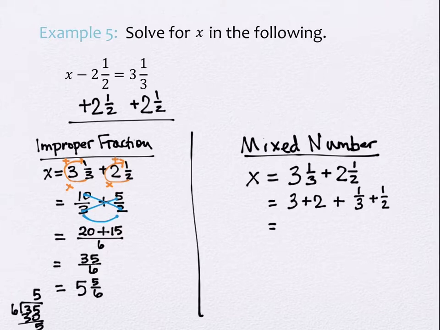So 3 plus 2 is already 5. And it's easier to add these two fractions together than the 10 over 3 and the 5 over 2, just because they're smaller numerators. So if I use that and think visually again, I have 1 times 2 is 2, plus 3 times 1 is 3, over 3 times 2 is 6, and I have 5 and 5/6.